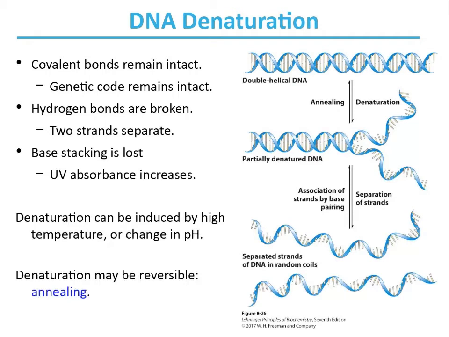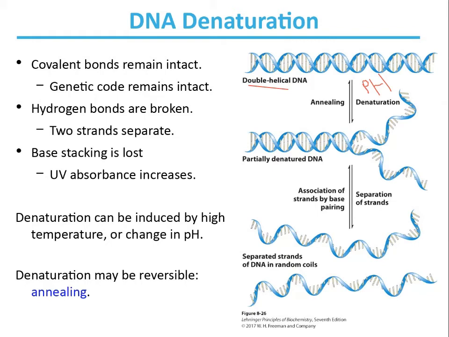Covalent bond. This is the double stranded DNA. We can denature this DNA by two methods: we can use heat, we heat it to 200 Celsius, or we can use the pH. So, two methods: either pH or heating. By doing this, the double stranded DNA will separate from each other, so the two strands will come apart.